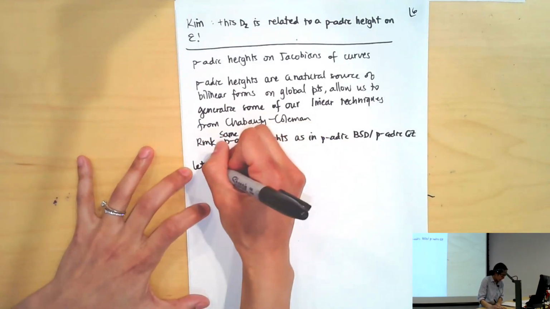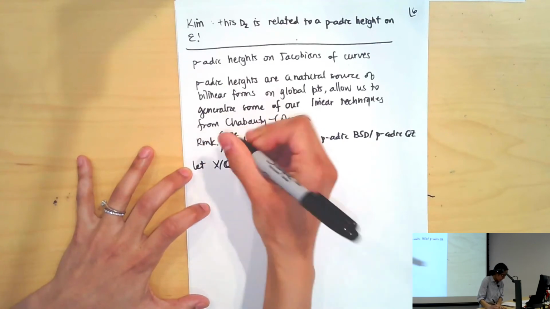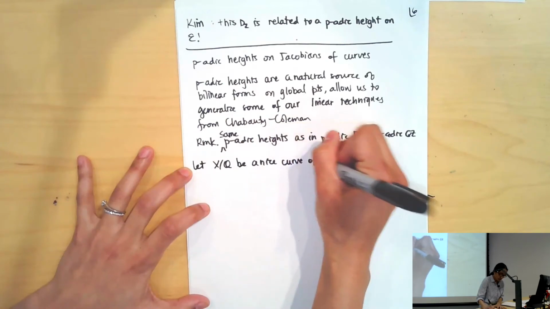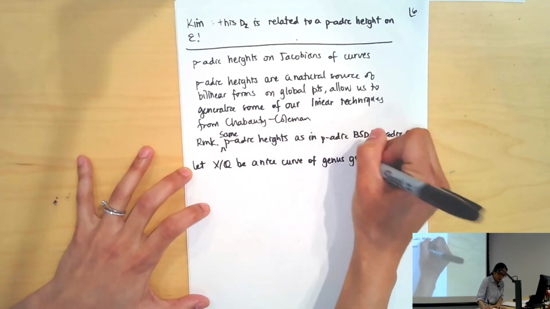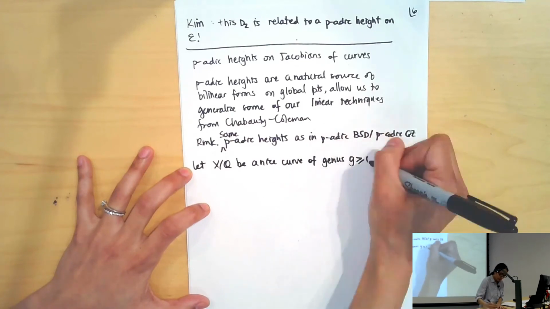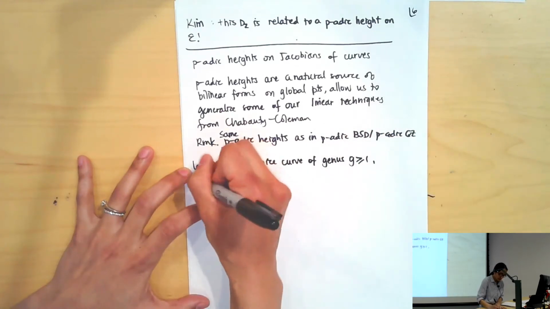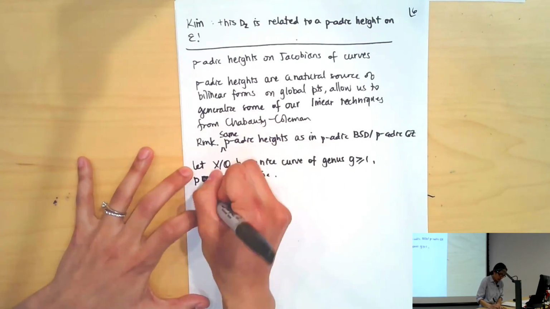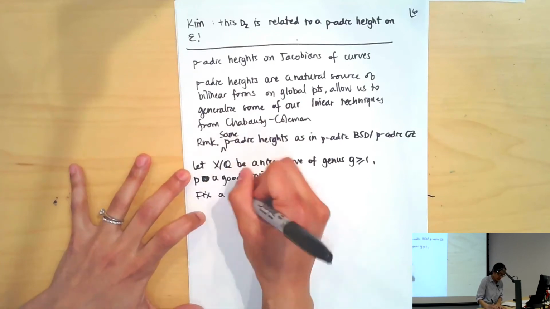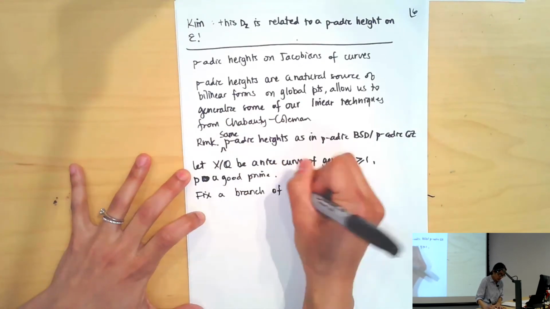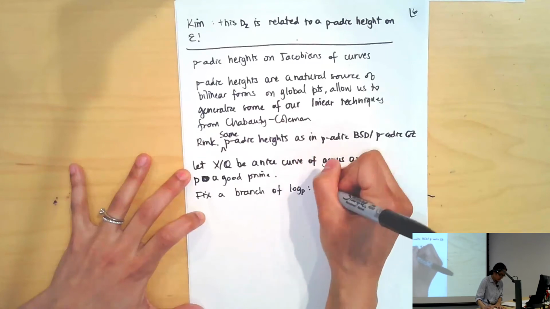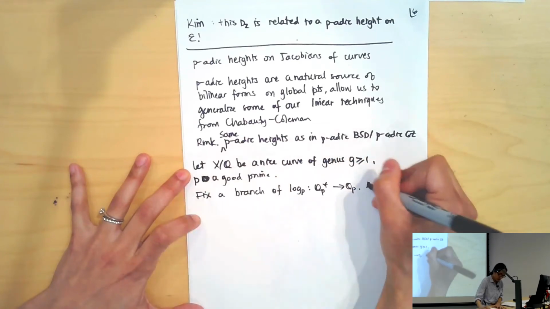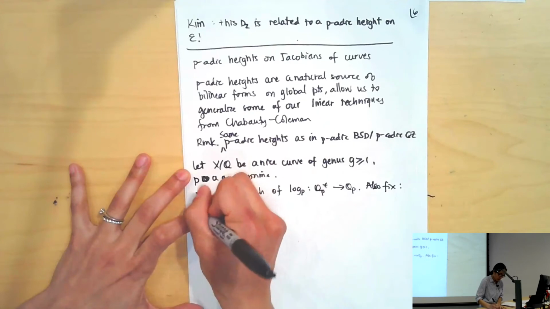All right, so now X will be a nice curve of genus possibly 1, so 1 or more, and p is still a good prime. We'll have to make some choices at the start. So we're going to fix a branch of p-adic log, and also an adele class character.